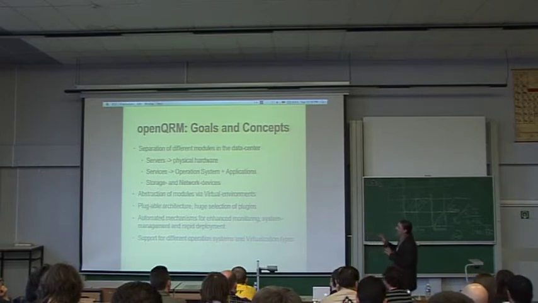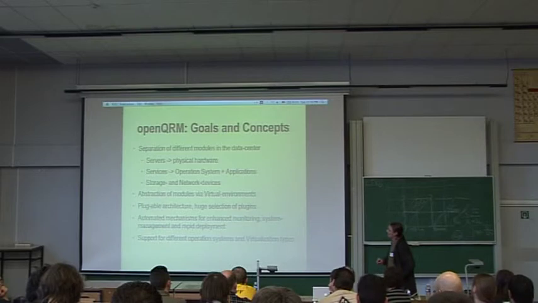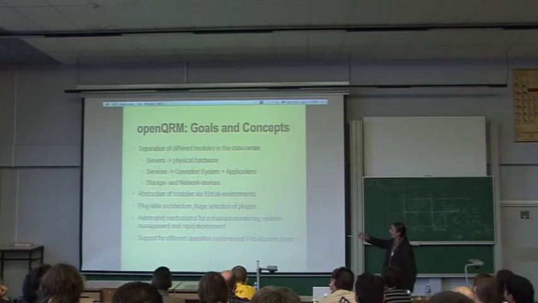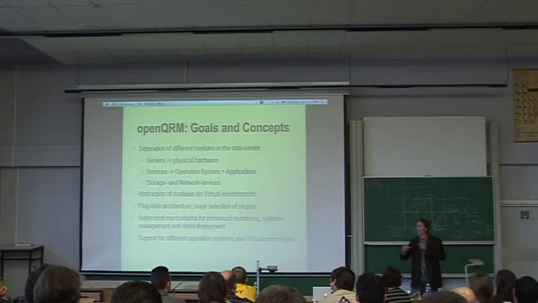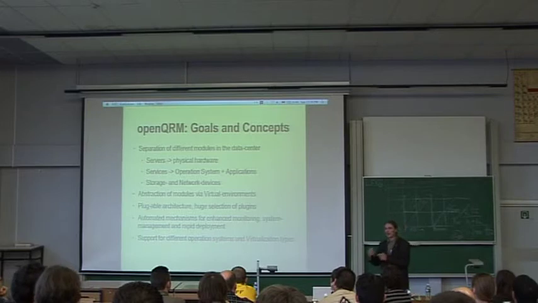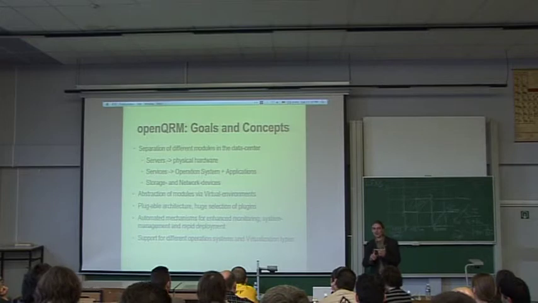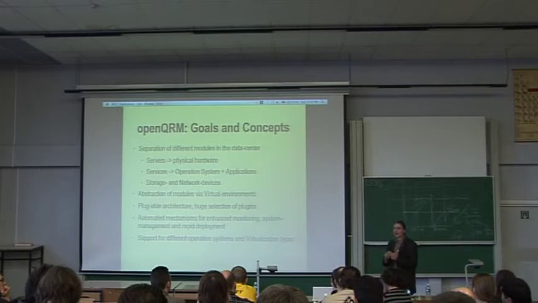So let's come back to the goals and concepts. The first is separation between different modules in the data center. The second is we abstract those modules with a term called virtual environments. This is your new web server you need for the next customer. Inside this virtual environment configuration, you tell openQRM which kernel you want to boot, which boot image basically, and which root file system you want to boot. This is the big server image lying on a storage server somewhere. And how I want to start this new service.